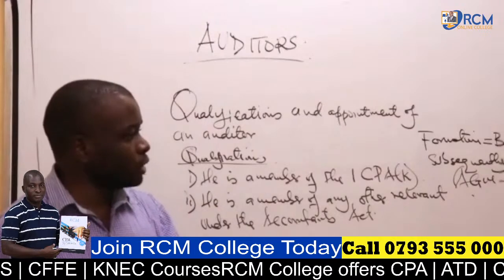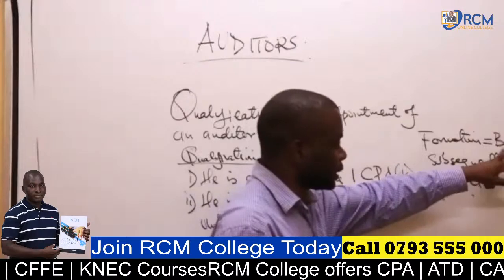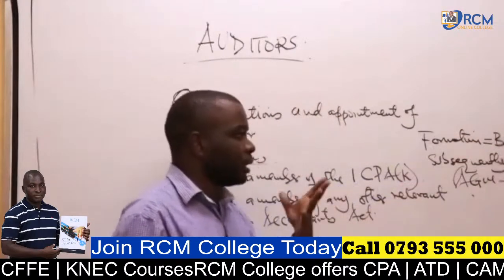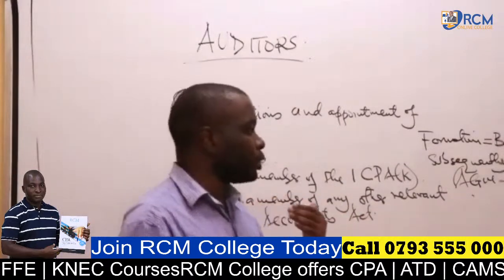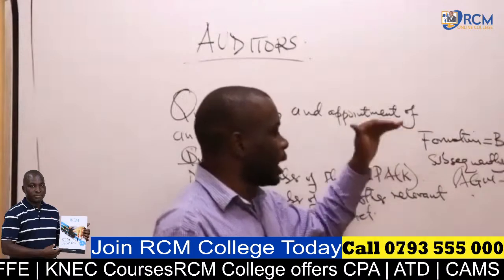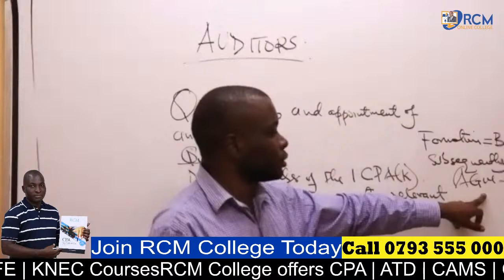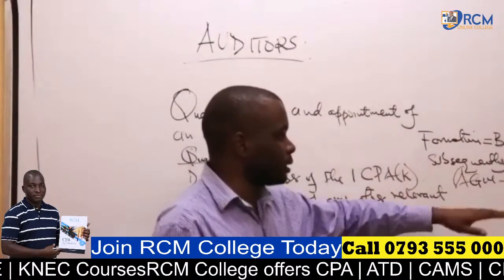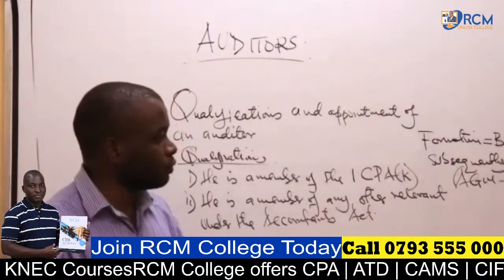But initially, on formation of the company, it means that the board of directors, or maybe the promoter, once they have the first board of directors meeting, will approve or appoint a person who will serve as the auditor of the company until the first AGM. Subsequently, at each and every annual general meeting, the members will appoint the auditor of the company.